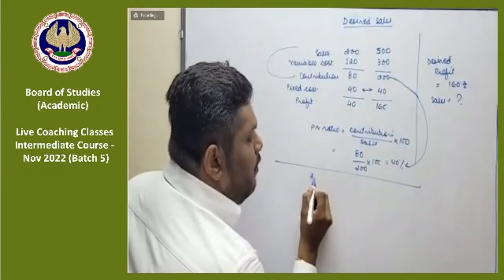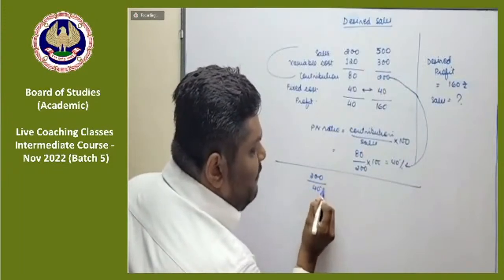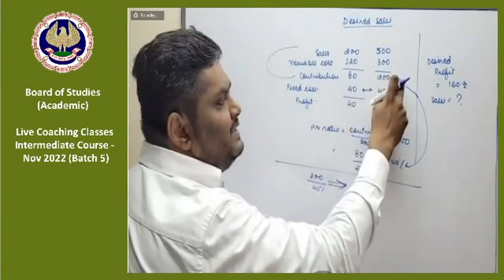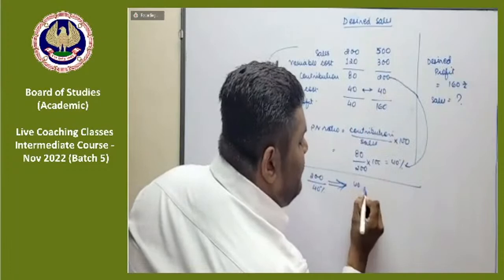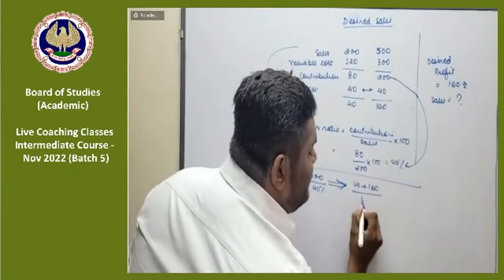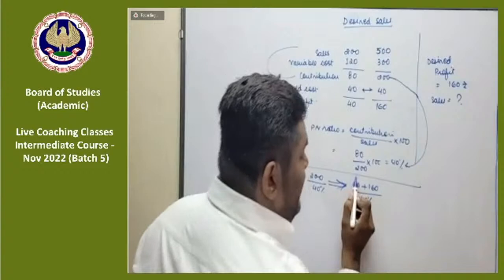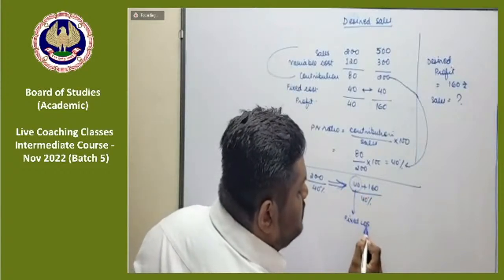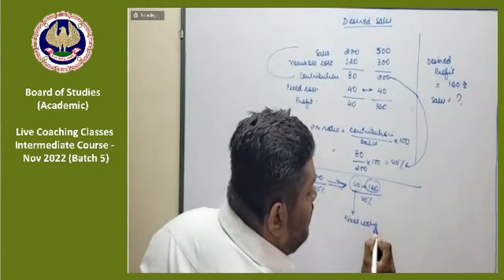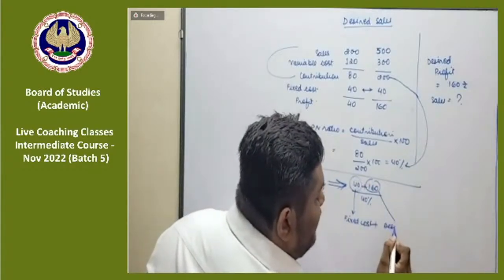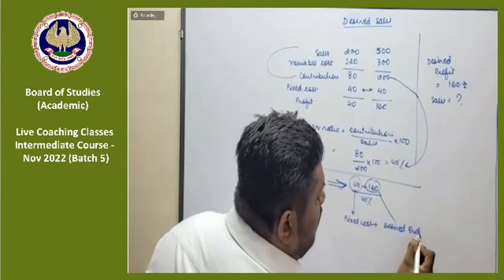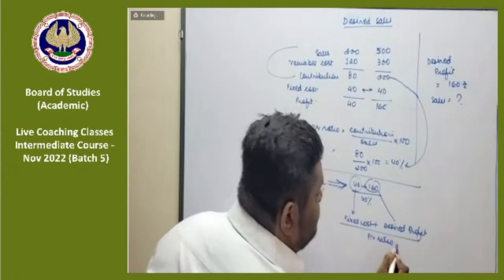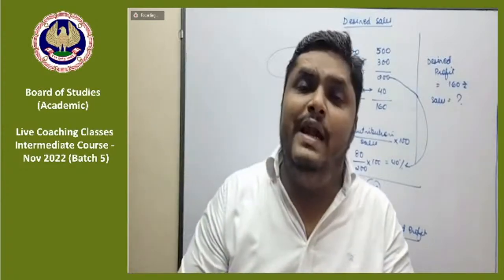Now what we actually did was 200 divided by 40%. How is 200 derived? Very simple, 40 plus 160, divided by 40%. Here, my 40 is my fixed cost, 160 is my desired profit, divided by PV ratio.